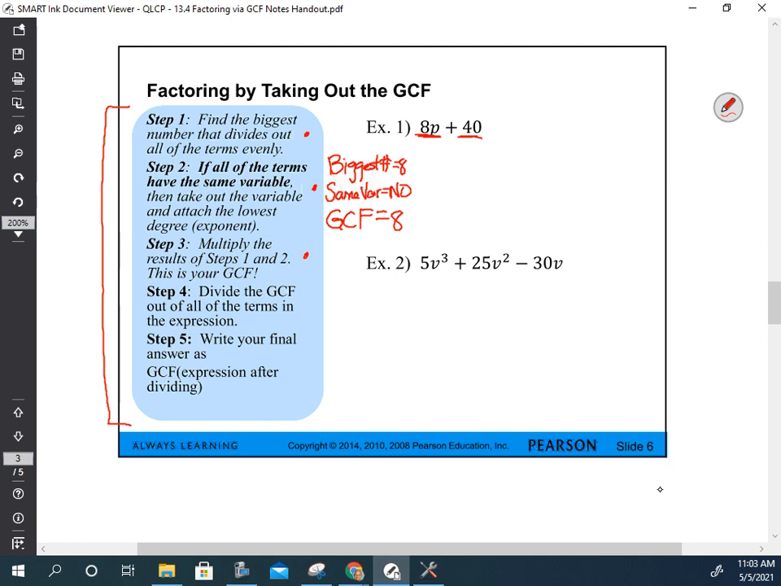Now we actually do something with it. We're going to take the 8 and divide out every part of the problem. We'll take every part of the problem and divide it by 8. So 8 divided by 8 is 1, so you're left with P. 40 divided by 8 is 5, you're left with 5.